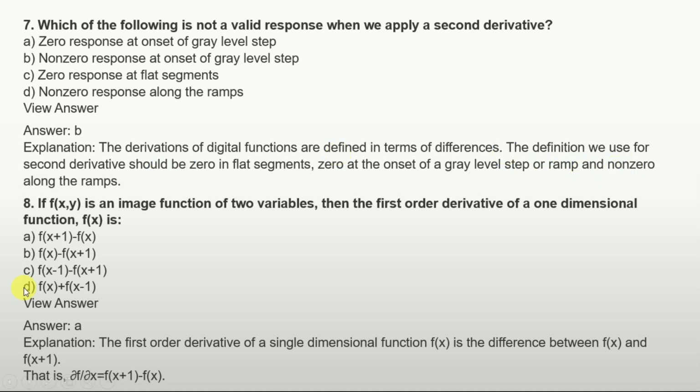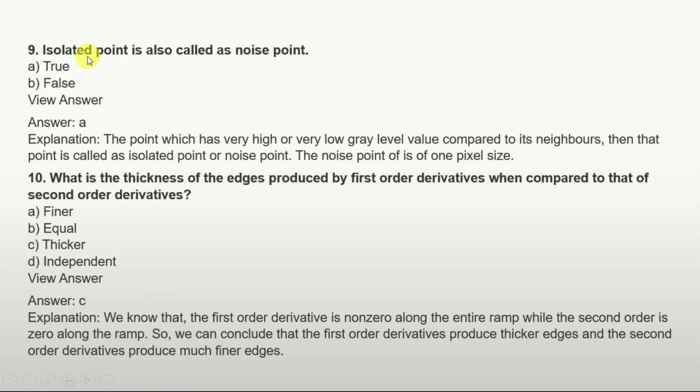And the next question is, if f of x comma y is an image function of two variables, then the first order derivative of a one dimensional function is? Option A is f of x plus 1 minus f of x. Option B is f of x minus f of x plus 1. Option C is f of x minus 1 minus f of x plus 1. Option D is f of x plus f of x minus 1. So the answer is f of x plus 1 minus f of x. We can easily see that this is the derivative. And now, an isolated point is also called a noise point. True or false? So the answer is true.